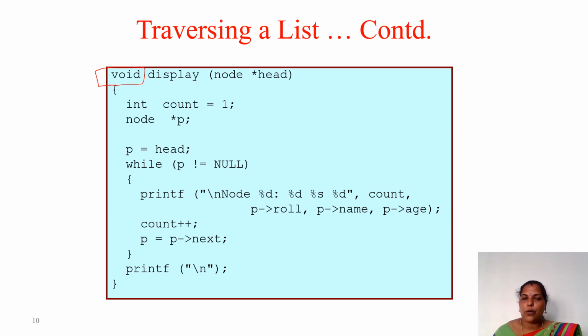Here, count equal to 1, then node star p. So p is a pointer of type node, and first we assign head to p, and if p not equal to null, we just print the roll number, name and age. Next we increment the count. Then we write p equals p point to next, assigned to p. Likewise, we are printing all the elements in a linked list. This is about traversing a list.